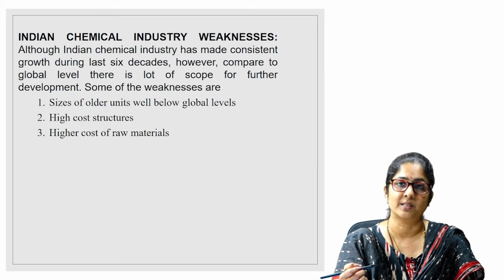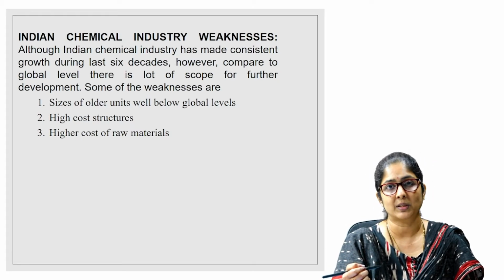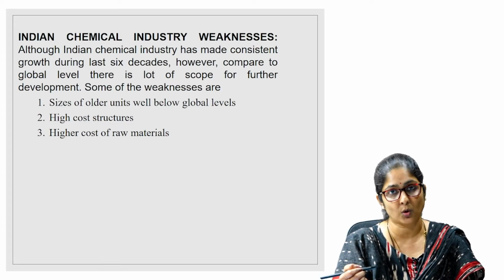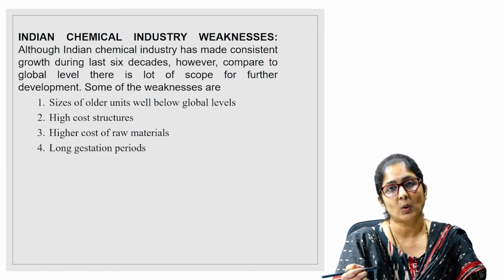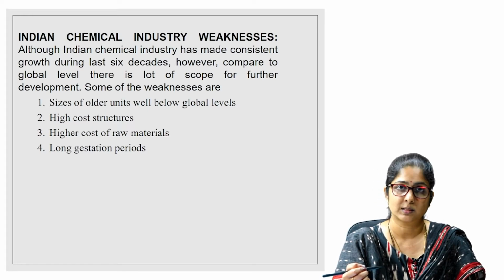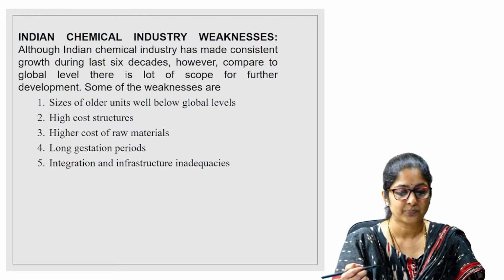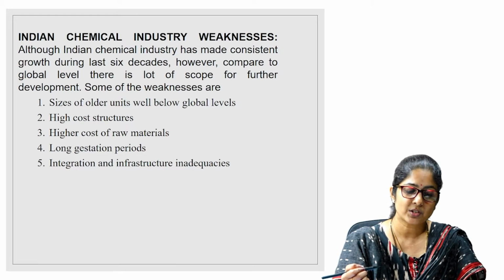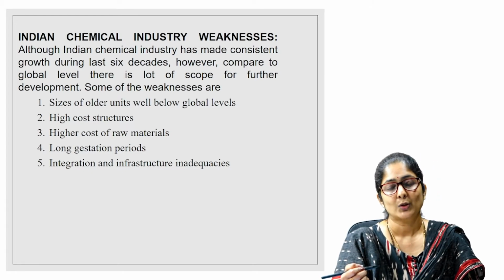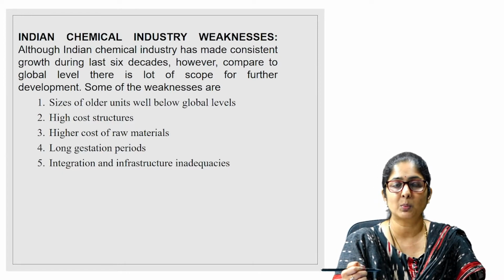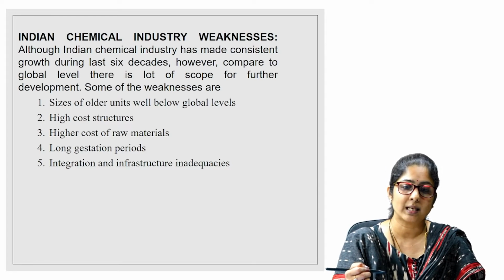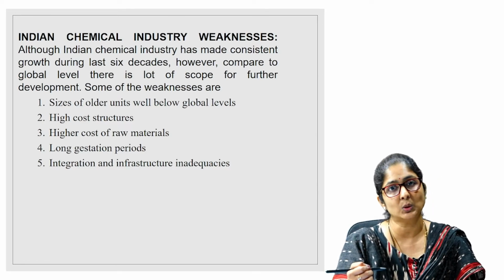High cost of raw materials. For some productions, we are dependent on other countries for the raw materials, which may lead to a higher cost. Long gestation periods. Some processes require a long time for product development, which again has an effect on the profit. Next is integration and infrastructure inadequacies. The chemical industry has various sections, so there should be good integration between them. If that is not done, that also acts as a weakness for the growth of the industry.